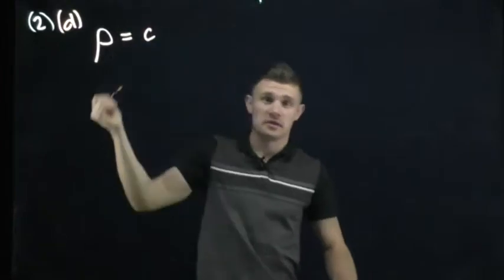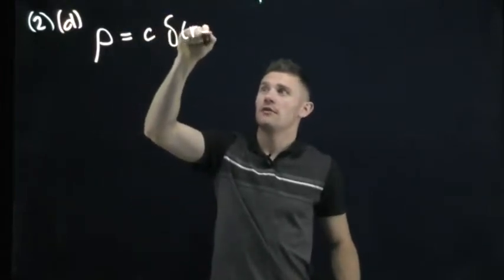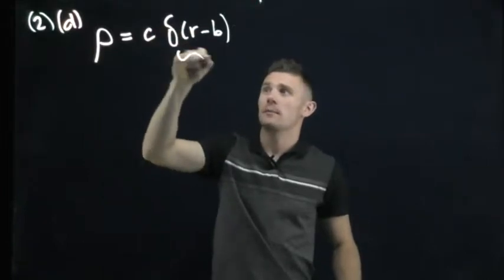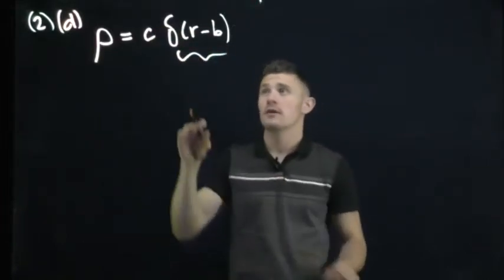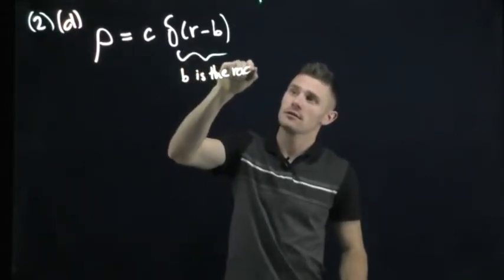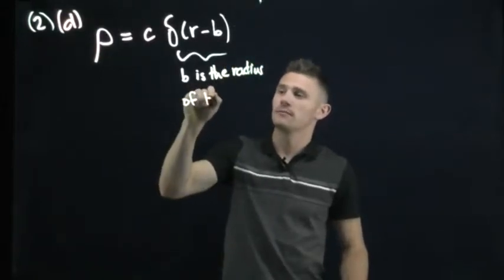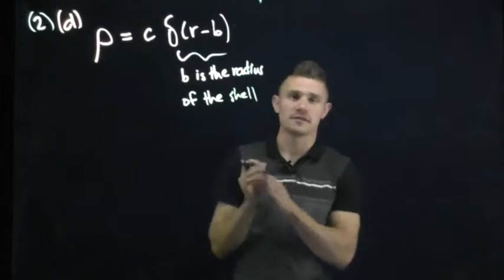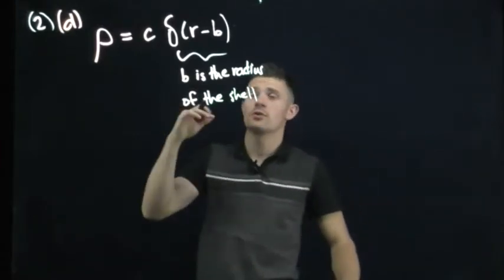For part D of problem 2, the question reads, write down the charge density rho for the spherical shell, which is the infinitely thin spherical shell that we were considering before. So because it's an infinitely thin shell, that makes me immediately think of a delta function. So we have the charge density rho is some constant, which we don't know, times the delta function of r minus b. And the reason here that it's r minus b is because we're looking at some position r in space, but b is the radius of the shell. So therefore, we're always offset by this radius b. So this is the charge density.